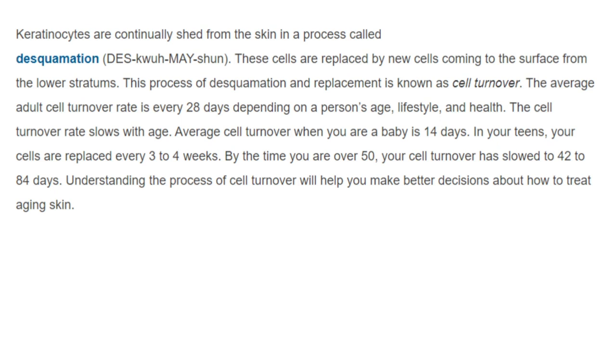Average cell turnover when you are a baby is 14 days. In your teens, your cells are replaced every 3 to 4 weeks. By the time you are over 50, your cell turnover has slowed to 42 to 84 days. Understanding the process of cell turnover will help you make better decisions about how to treat aging skin.